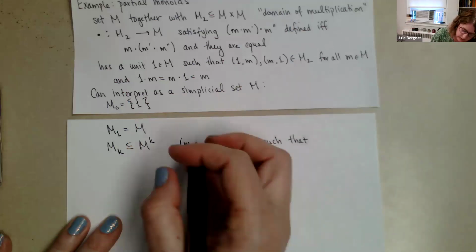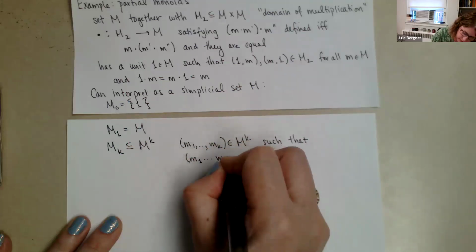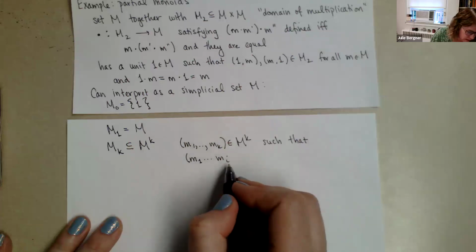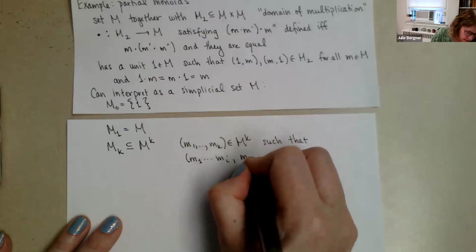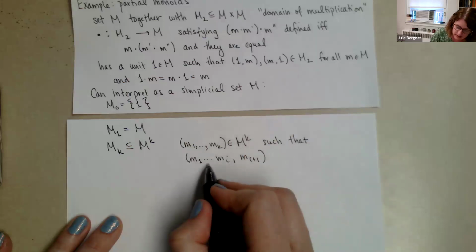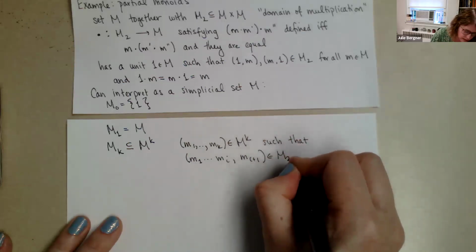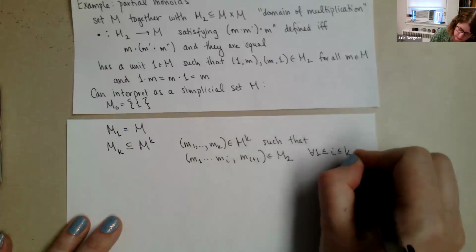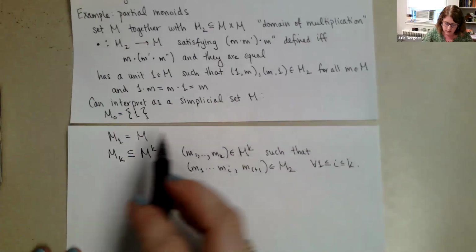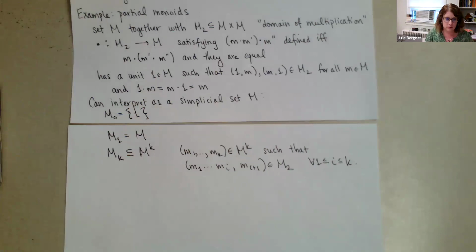And so we'll say that a k-tuple, M1 up to Mk, in M upper K is going to be in M lower K, such that I can multiply the first i elements together. And then I can pair that with M i plus 1, and that's going to be in M2. So this is an inductive definition. So M lower 2 will be just as we defined it up here, and then we use this definition to make sense of the higher Mk.